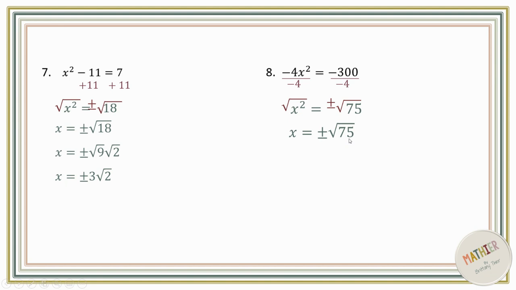75 does have a perfect square factor of 25. So I'm going to break down 75 into 25 times 3. We've got our good root, bad root. We would simplify the square root of 25 to 5. So our simplified answer is x equals plus or minus 5 root 3.